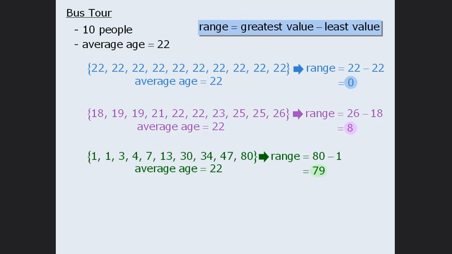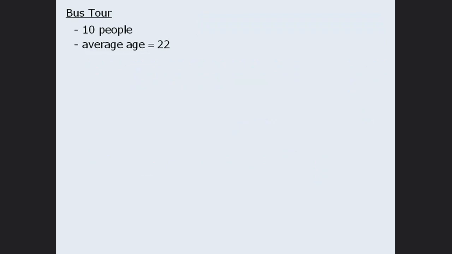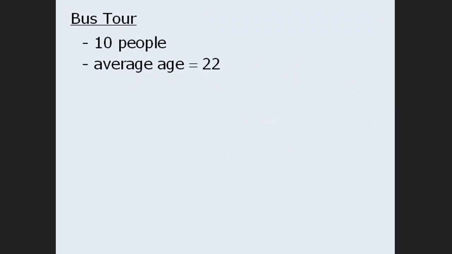So as you can see, knowing the average value and the range gives us a better idea of how a certain population looks. Now it should be noted that the range has certain limitations when it comes to accurately describing a population. To show these limitations, let's continue with our example here. Let's say that the travel agent tells you that in addition to the 10 travelers having an average age of 22 years, the range of ages is 79.